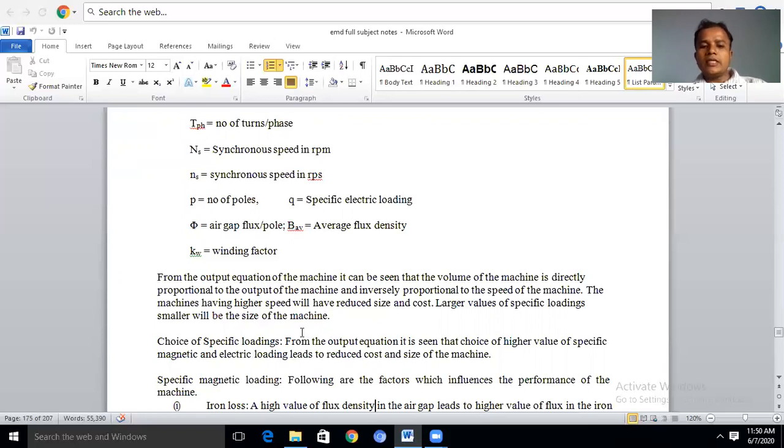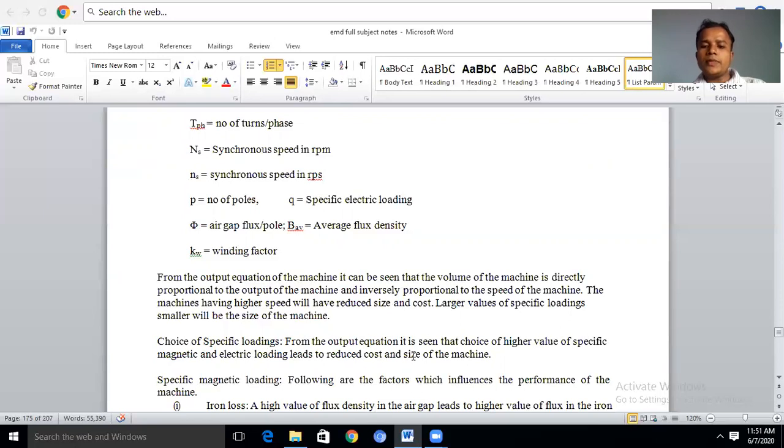So machines having higher speed will have reduced size and cost. Larger values of specific loadings make the size of the machine smaller. So this is the conclusion. We need to have the specific loading at a certain level where we can achieve particular efficiency and good performance. In order to have that, we need to go through the choice of specific loadings.